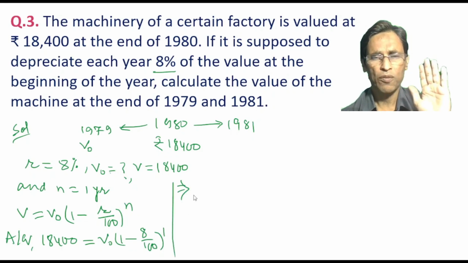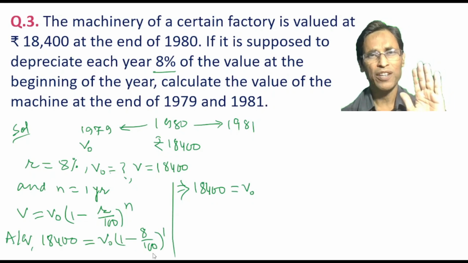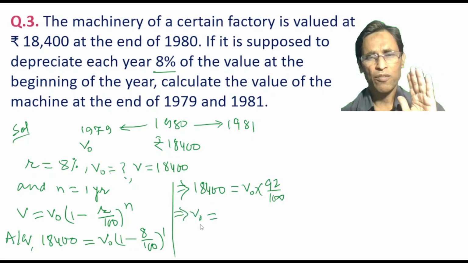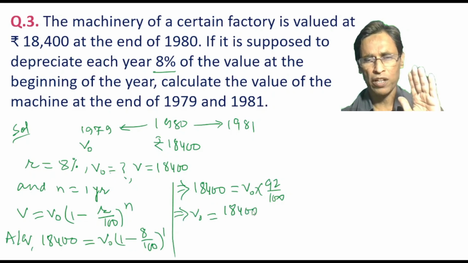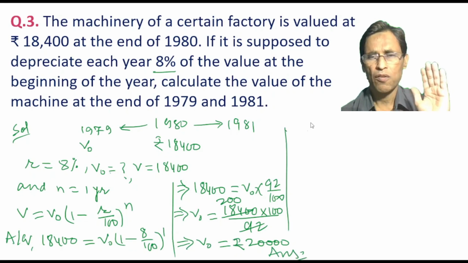In the next step, we have 18,400 equal to V0 times 1 minus 8 by 100, which means 92 by 100. Therefore, it is 92 by 100. And now we have an equation in V0. So, we solve it for V0. V0 will be given by 18,400 into 100 by 92. Clearly 92 will divide 18,400 in 200 times. Therefore, we find the value of V0 as 20,000 rupees. Answer.